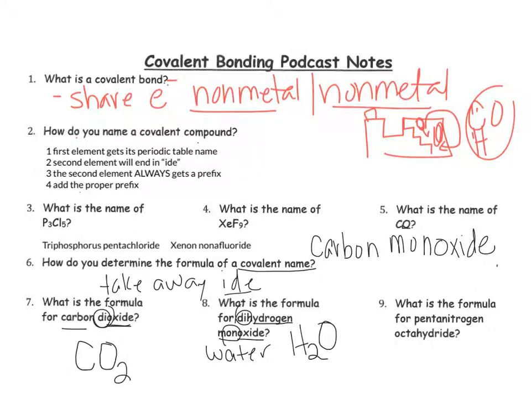Number 9, what is the formula for pentanitrogen octahydride? So you have to look at the root word right here. That is nitrogen. And this one over here is hydride. If I remove that, that is hydrogen. So this is penta, which is 5, and octa, which is 8. So N5H8 is pentanitrogen octahydride, and that is covalent bonds.